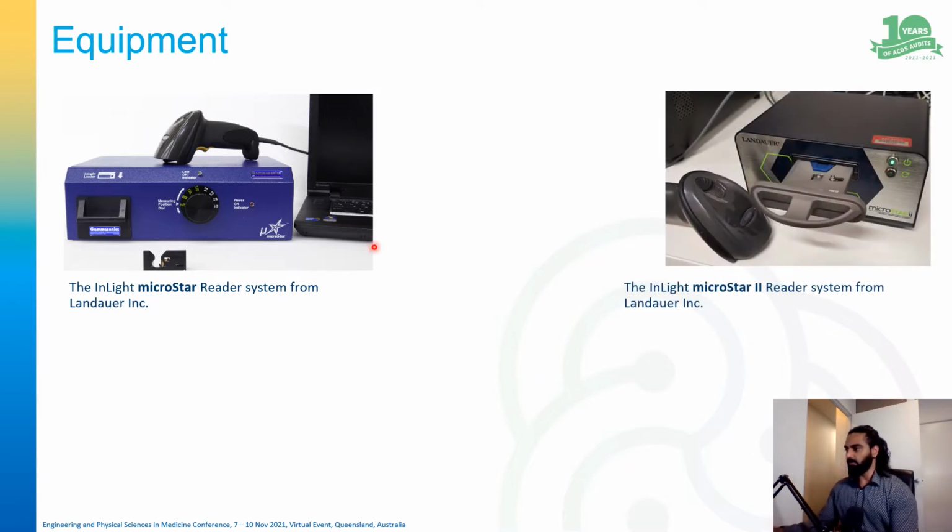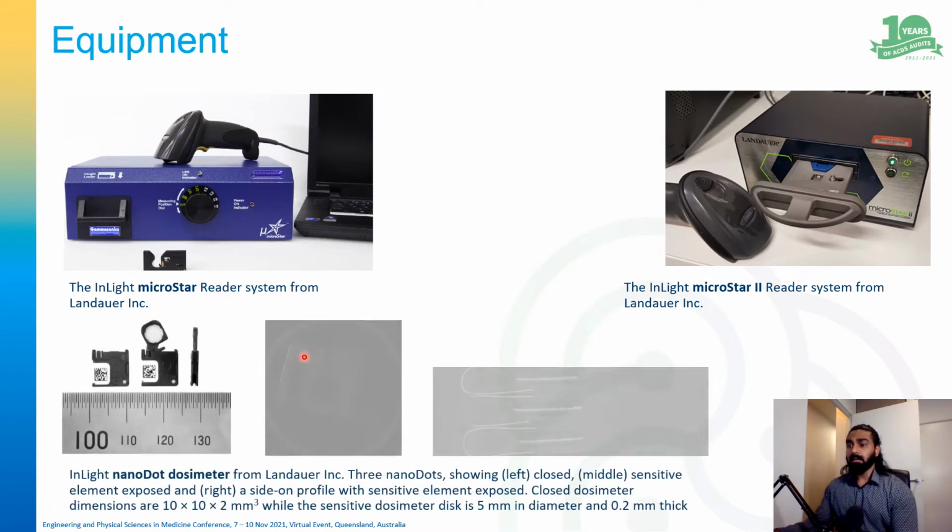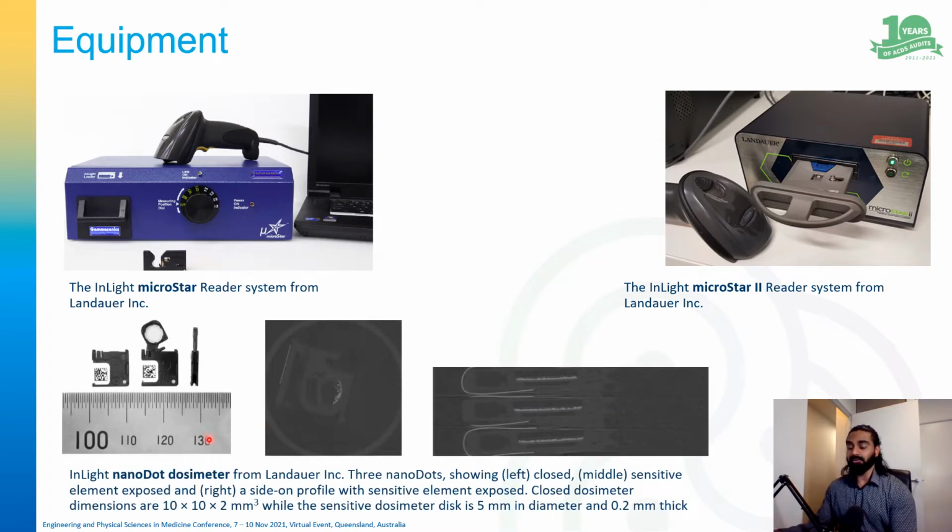Then later in 2018, we commissioned the MicroStar 2 reader, the successor to the original MicroStar, also from Landauer Inc. And what we see here is the reader, the drawer, which holds the OSLD, and a scanner for scanning the OSLDs. The major difference is that the readout successions are automated by the software for the MicroStar 2 reader, whereas for the MicroStar 1 reader, you have to physically turn the knob backwards and forwards to activate each successive readout. And of course, we have the InLight nanodot dosimeters themselves, which are also from Landauer Inc.